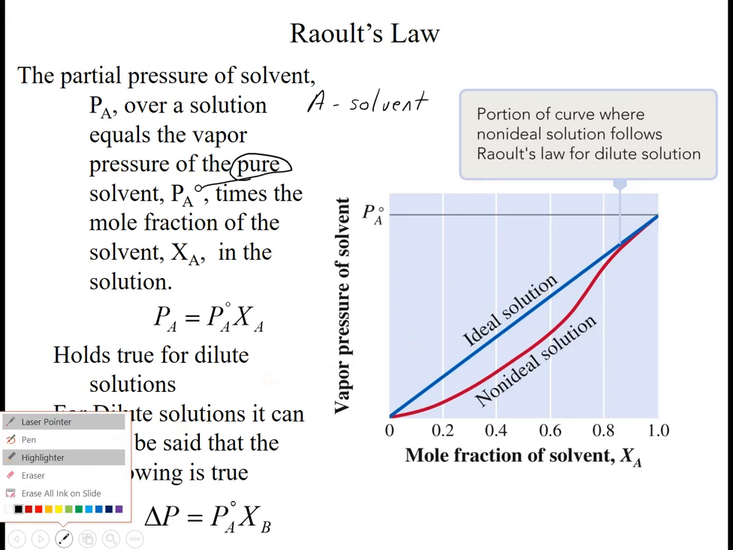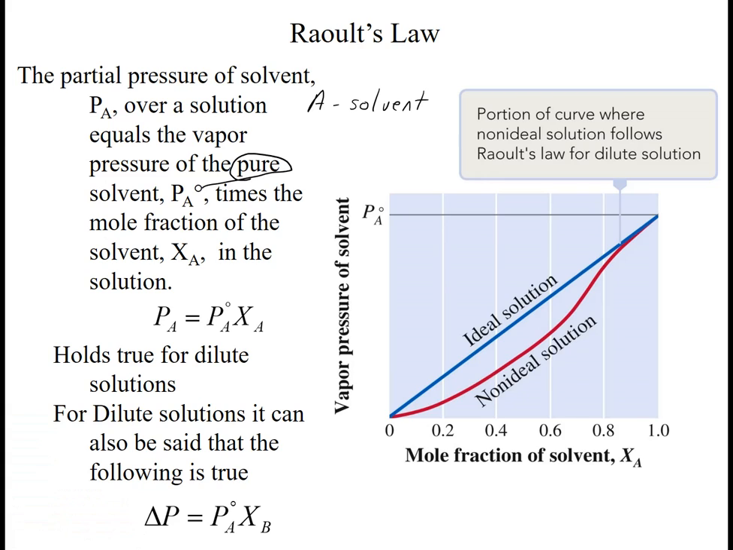One more thing before we go to the next slide: if A is solvent, B is the solute in the equation. So for dilute solutions, it can also be said that the change in pressure, ΔP, is again the pure vapor pressure of the solvent, but this time times the mole fraction of the solute here. So A is solvent, B is solute. And the way to remember this is, even though this formula is given to you, since it's the vapor pressure of the solvent that we're talking about, A has to be my solvent. And so when it's not A and it's B, then that means it has to be the solute.